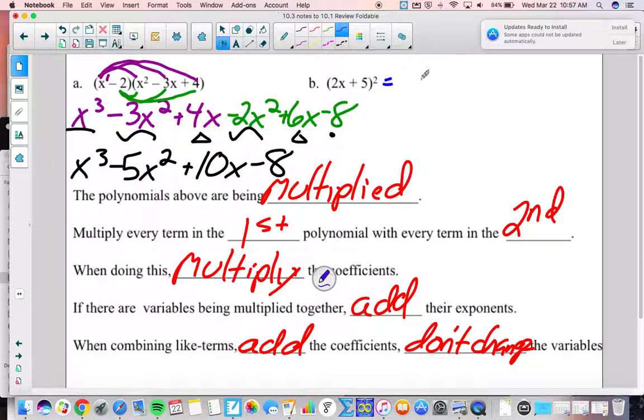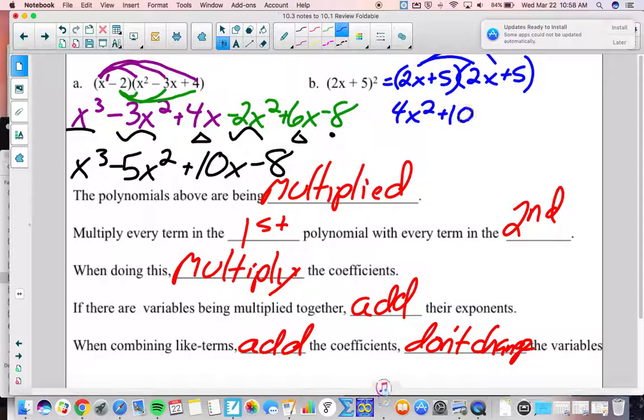This 2x plus 5 quantity squared is the same as 2x plus 5 times itself. Or in other words, 2x plus 5 times 2x plus 5. So now we can do the same process here. Distribute the 2x to each of these two terms. You get 4x squared and 10x.